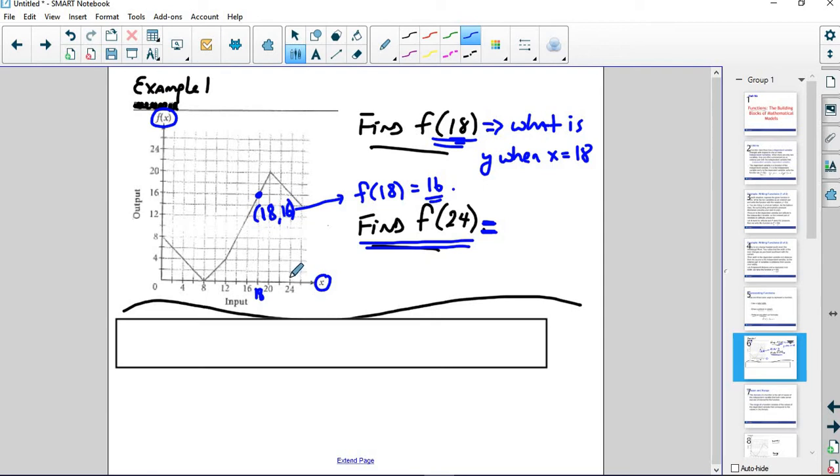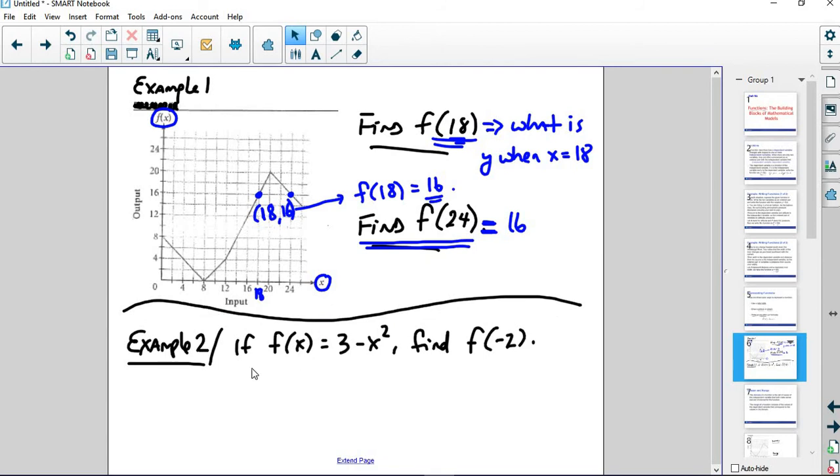Okay, well, the same idea, 24, go up until you get to the point that you hit the curve. Oh, it's the same spot. F of 24 also equals 16, and that's possible, right? So that's how you do it if you've got a graph. How do we do it if we have a function?